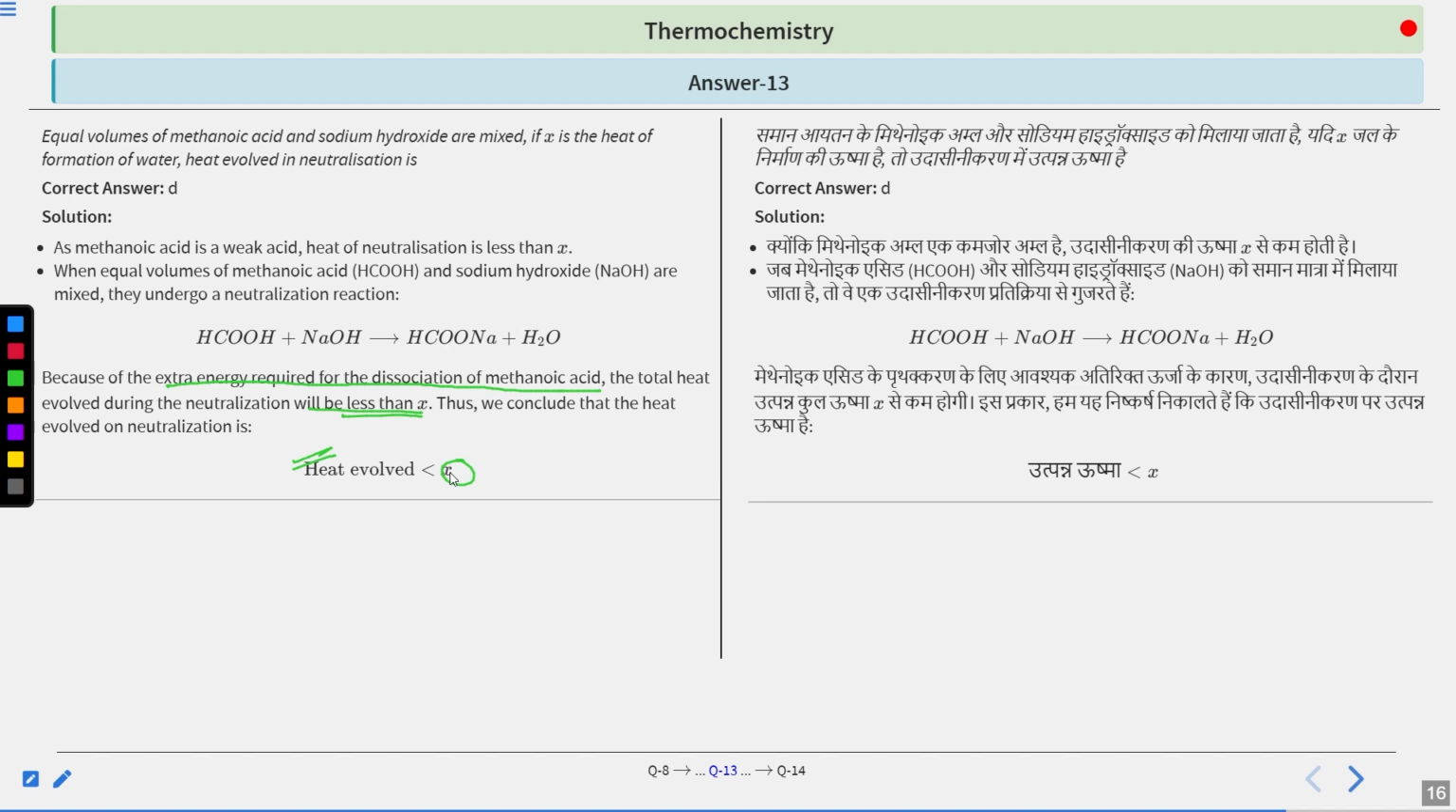But some of the heat that is released is used for the dissociation of methanoic acid, so the amount of heat that is released is not equal to the formation of water. Clear? As simple as that. In this way you will solve question number 13. Now moving on to the next question.